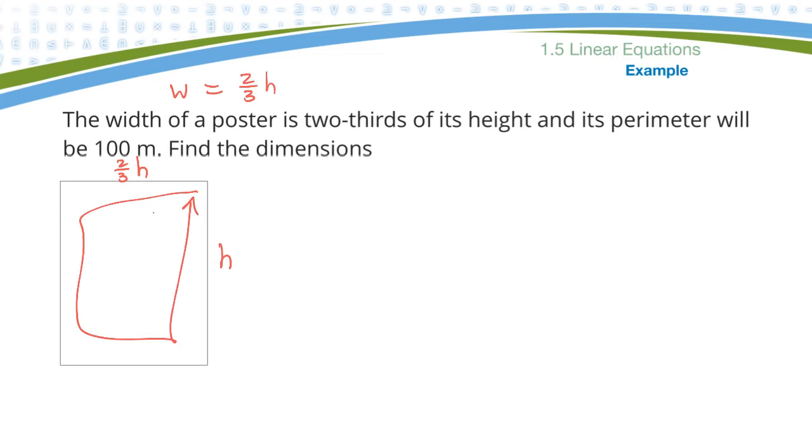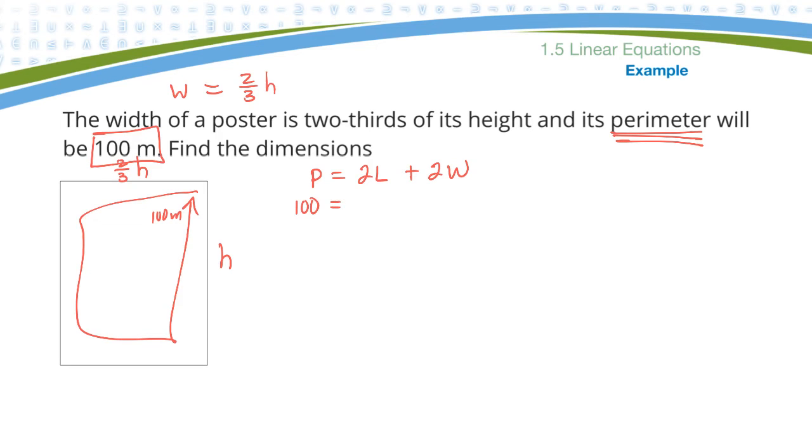The whole thing is 100 meters. That's a big poster, 100 meters. Maybe it should have been centimeters, whatever. Okay, so they say find the dimensions. One of the concepts that I'll need to worry about here is perimeter. I know the formula for the perimeter of any rectangle is 2 lengths plus 2 widths. So if they say the perimeter is 100, I can put that right in for P.